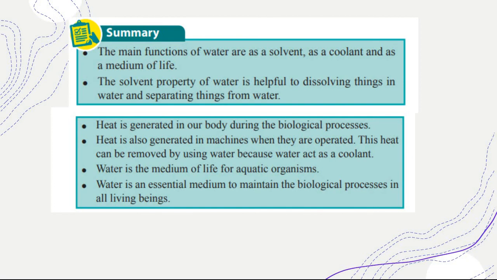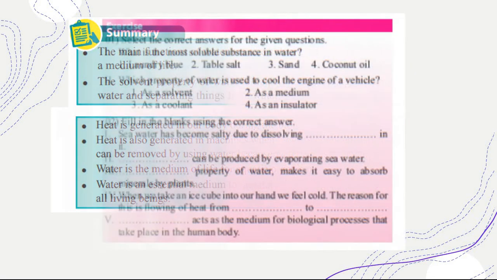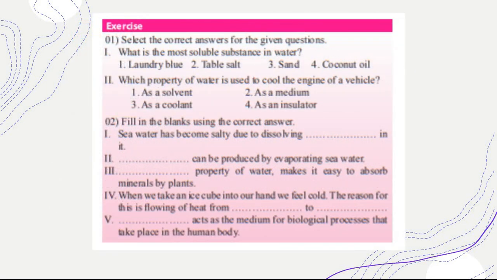Heat is generated in our body during biological processes. Heat is also generated in machines when they are operated. This heat can be removed by utilizing water because water is a good coolant. Water is the medium of life for aquatic organisms. Water is an essential medium to maintain the biological processes in all living beings. So now with that, we are approaching the end of our lesson, as I had said earlier.